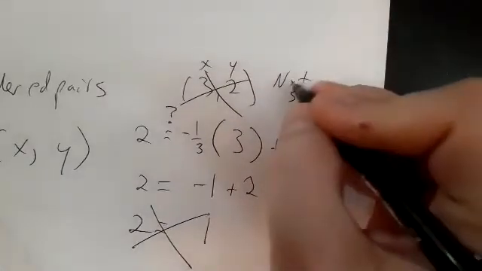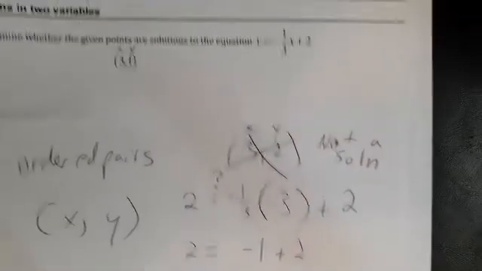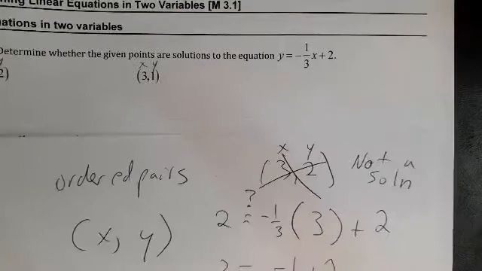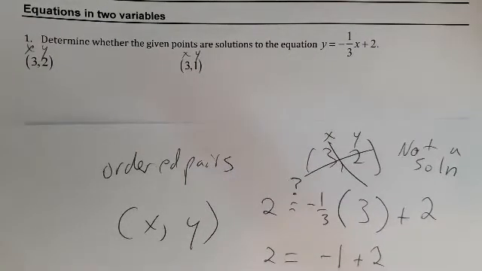So sometimes I abbreviate solution SOLN. That's something I commonly do. So maybe make note if you see that, that means solution. Okay. So this thing 3, 2 is not a solution. All right. There we go. So 3, 2 is not a solution. What about 3, 1?